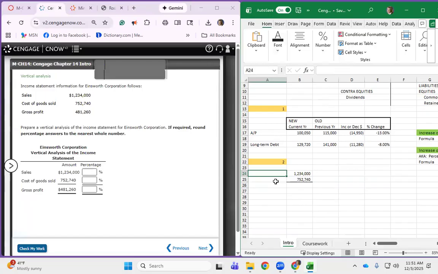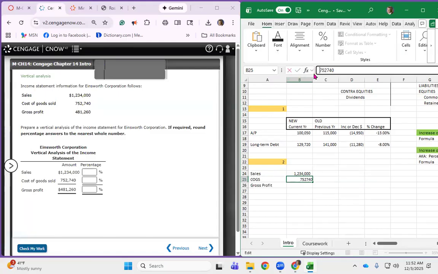Okay, so I'm going to put sales and cost of goods sold here. And remember, we get gross profit when we do this. This is just a subtotal, and we subtract. So I am going to put a negative here to help you remember that we subtract. And then we simply just find out, yep, 481,260. Yep, that's right.